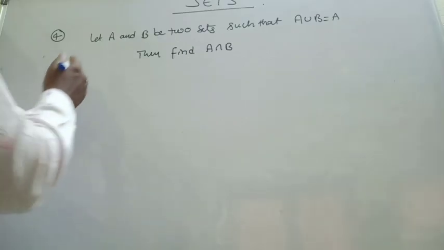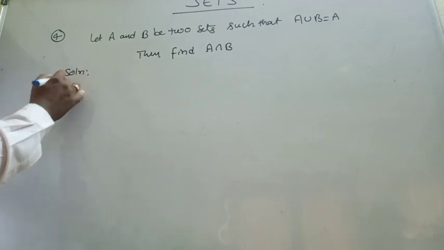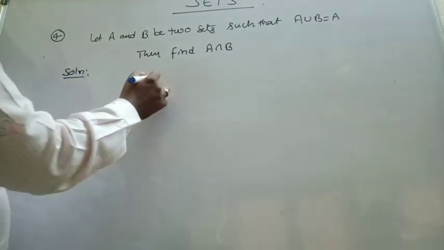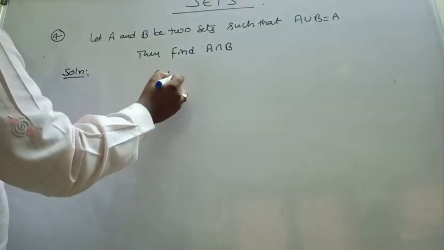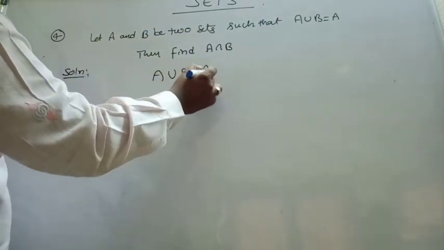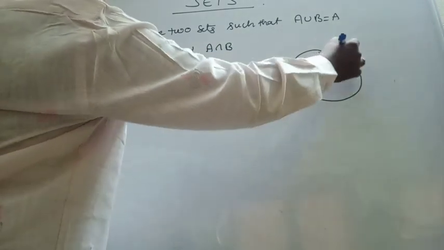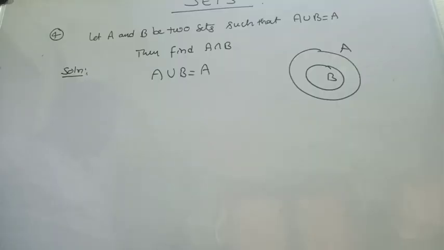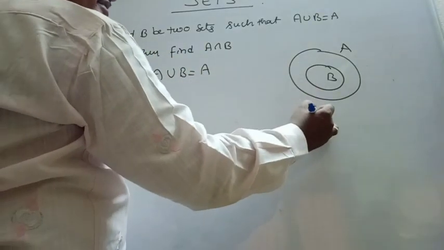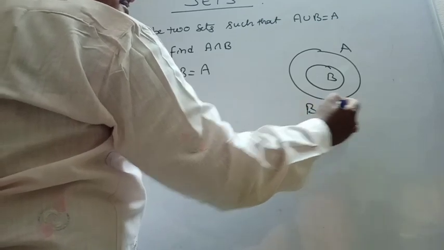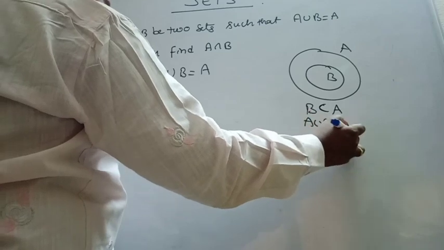Now see this very simple and basic problem, my dear students. Here the fourth problem: A and B are two sets such that A union B equal to A. Then find A intersection B. You see, my dear students, A union B equal to A, when will it happen? When B is a subset of A, then only you will have A union B equal to A.